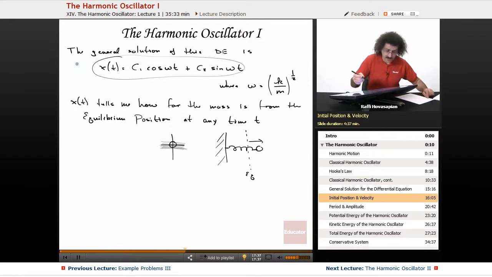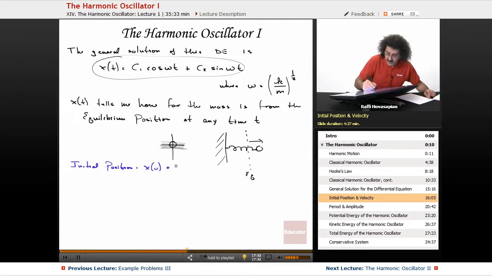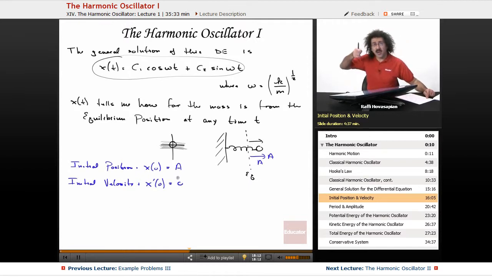Now, the initial position, let me go to blue here. So, initial position, in other words, x at time 0 is equal to a. A is the distance that I've pulled it. Okay? I've pulled it a distance a. Let's go ahead and call that a. The initial velocity, well, the velocity is the first derivative, so x prime at t equals 0. Well, it's 0. I haven't let it go. It's when I let it go, that's when it starts. So the initial velocity is 0.